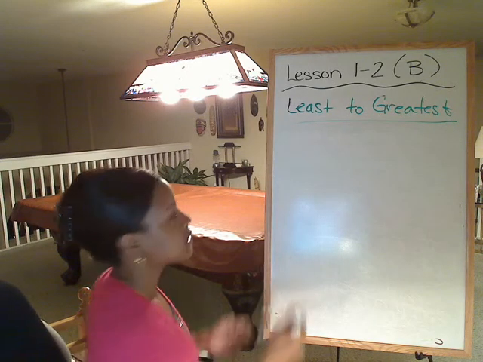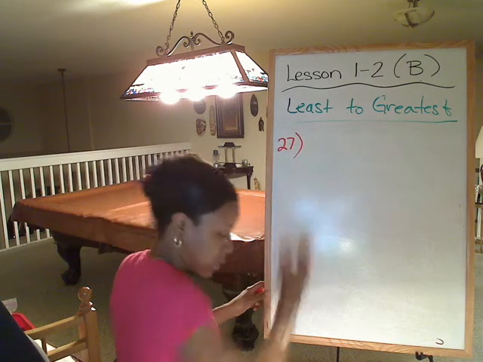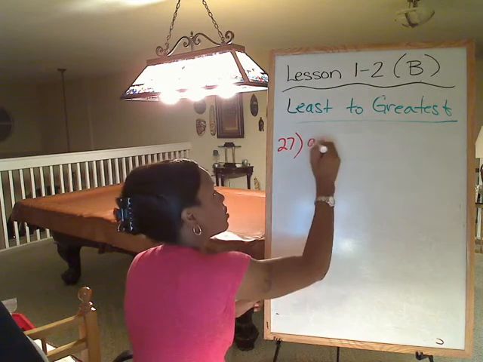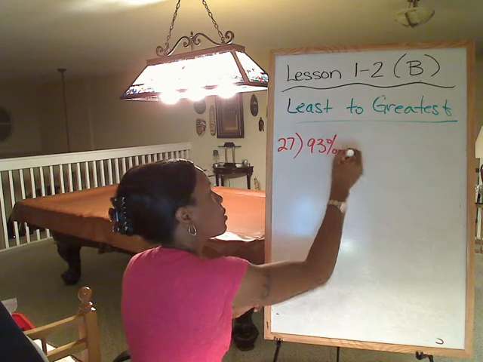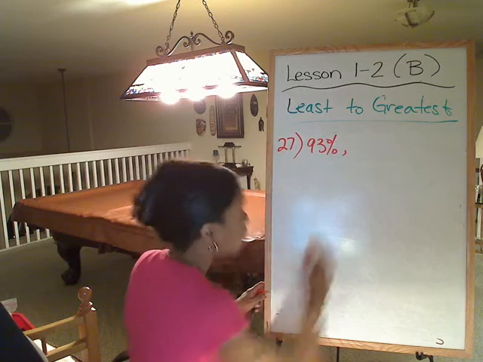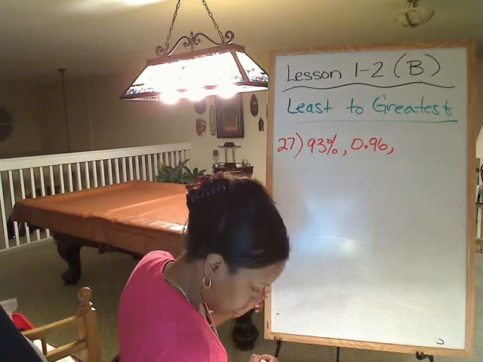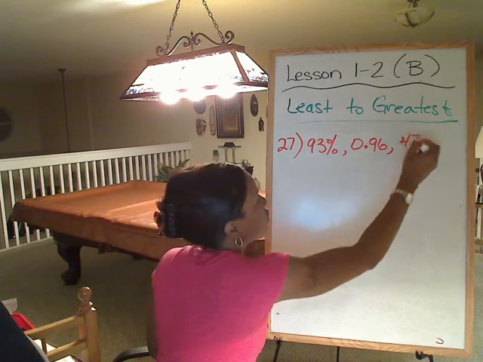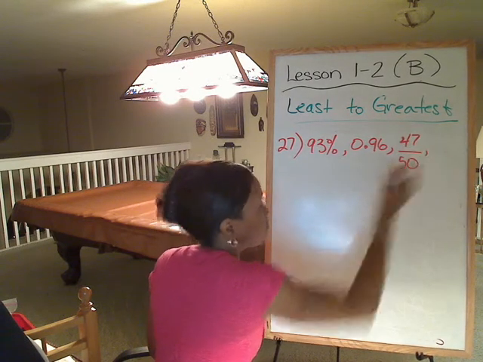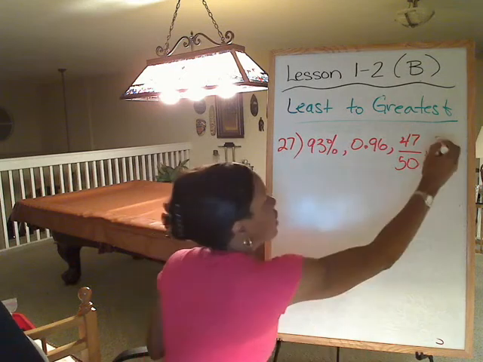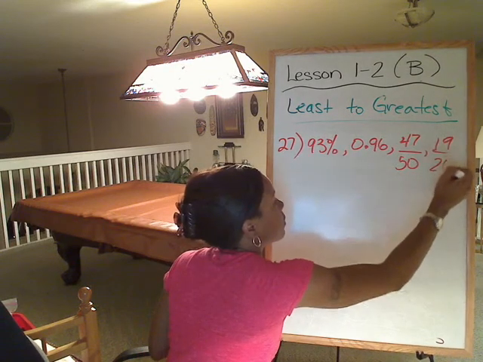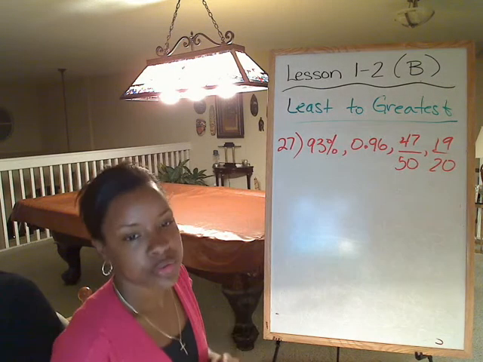Okay, for number 27, they gave you 93%, 0.96, 47 over 50, and 19 over 20. Okay, those are the four values.